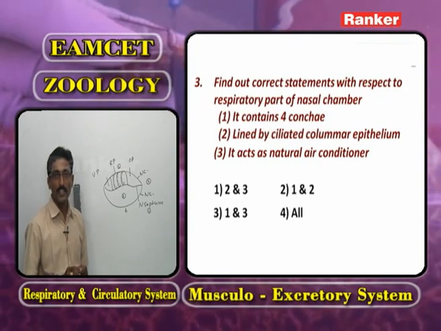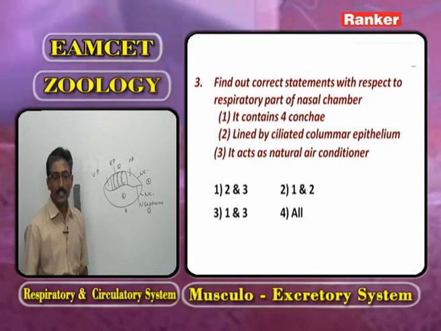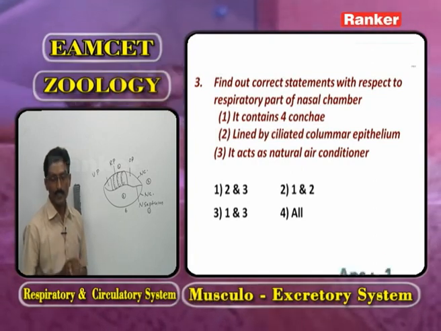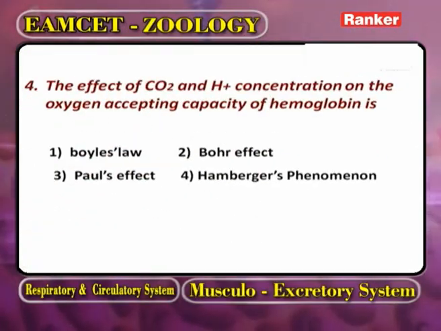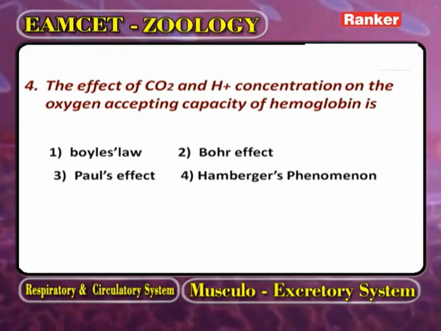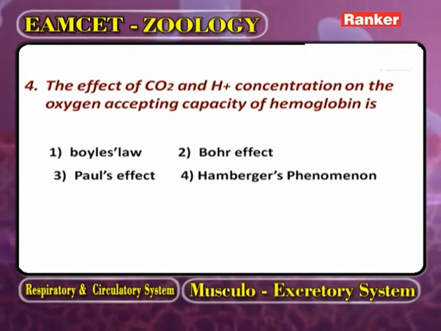So based on this, regarding the respiratory part, what are the correct statements? The second and third. Now we go for the next question. The effect of carbon dioxide and H plus concentration on oxygen accepting capacity of hemoglobin.